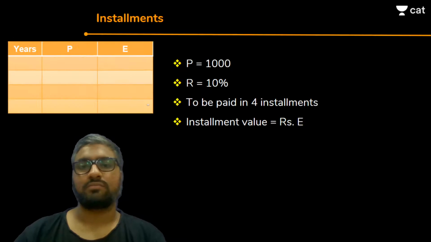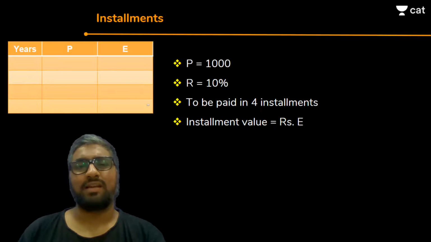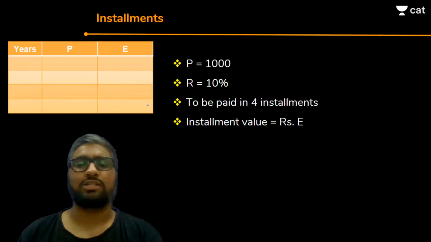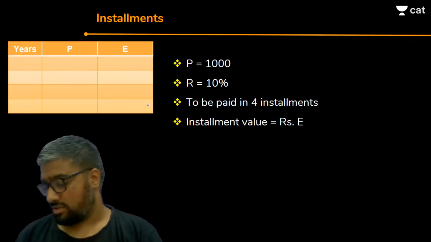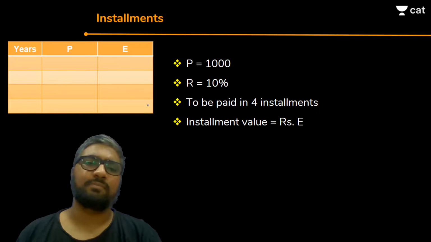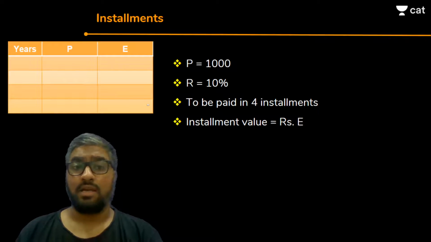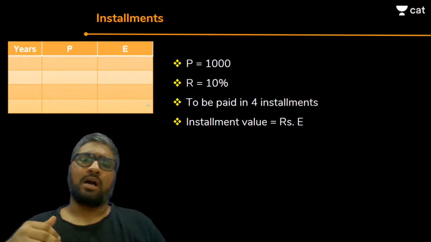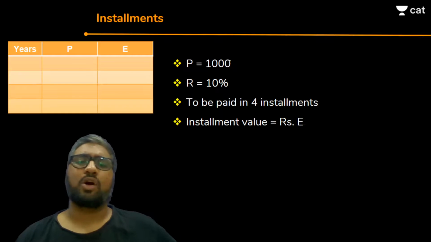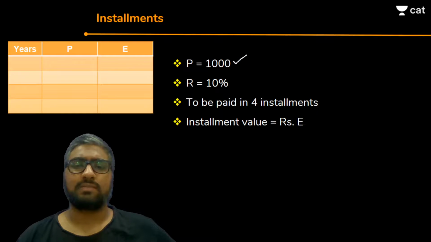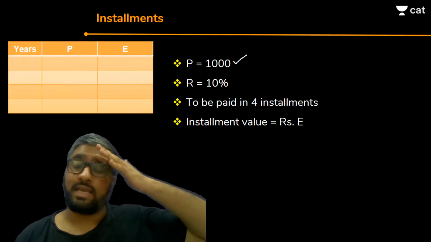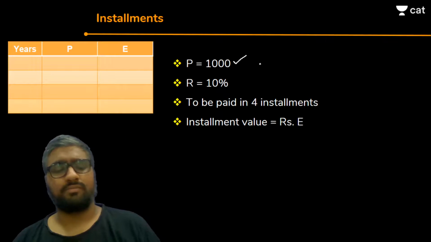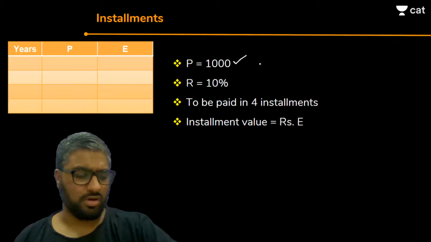Now let's move on to the second concept here. The second concept is installments. The concept of installments is very simple, extremely simple. You have to understand that, let's say, something is bought for 1,000 rupees, I don't know, a book or something.